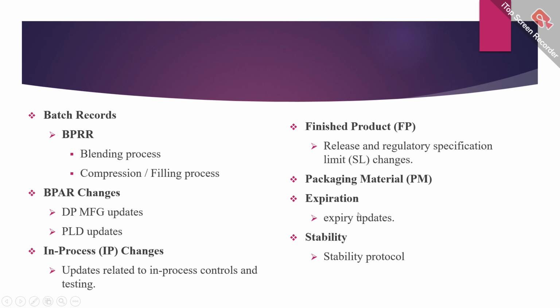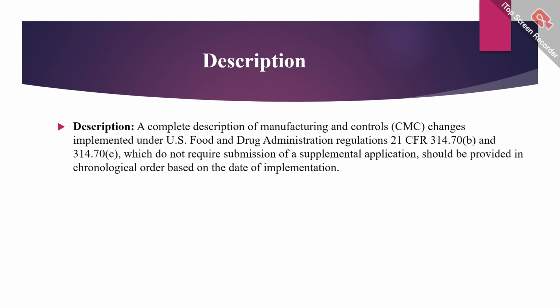Expiration dating period, that means the shelf life of the drug product. Sometimes extension of the shelf life will be done in the annual report. So from 24 months to 36 months, like that. And next, post approval stability protocol. If we change any stability protocol, then we need to mention that in the annual report.